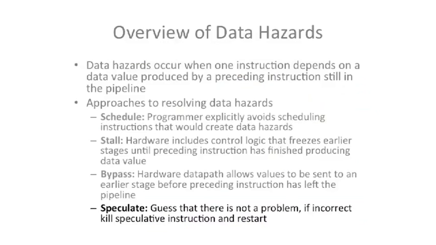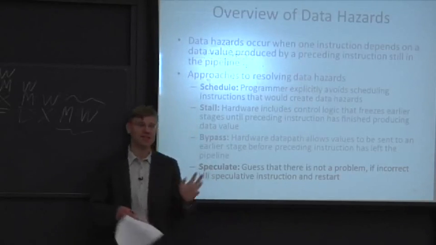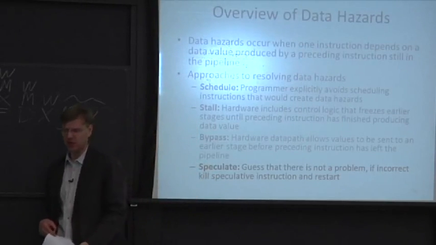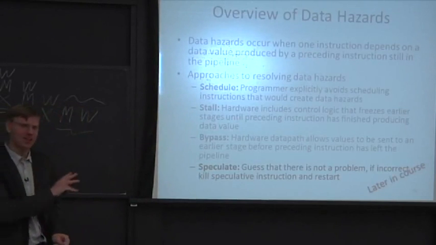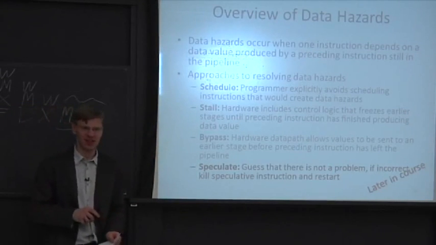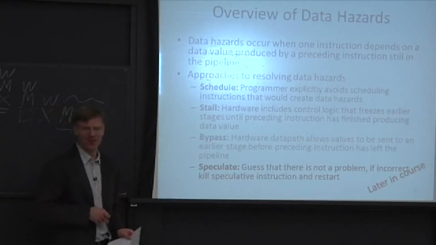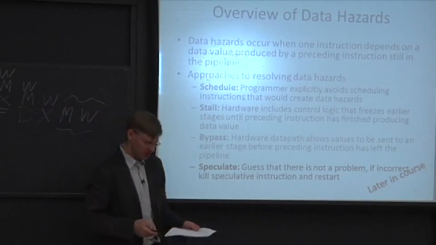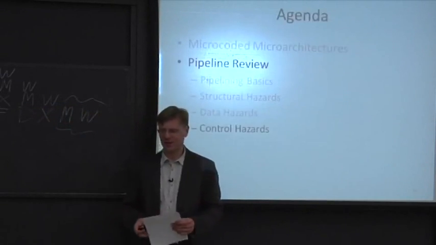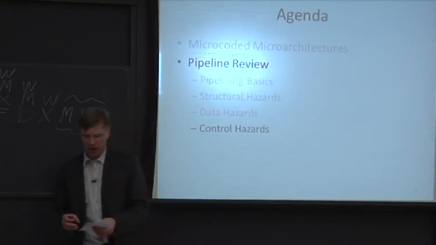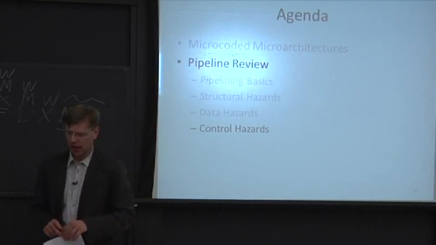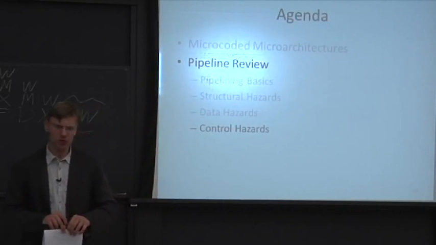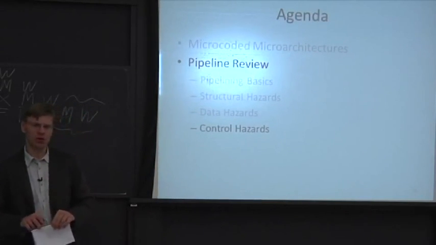OK, so as I said, the last technique you can look at is speculation, where you try to guess things, guess data values, or try to execute code out of order. We're going to talk about that later in the course. That's not really in today's lecture. It's not really review material, but we will discuss that to some extent. So now we're going to move on to talking about control hazards. And because we're running a little late on time, we'll look at that a little bit more in the next lecture.